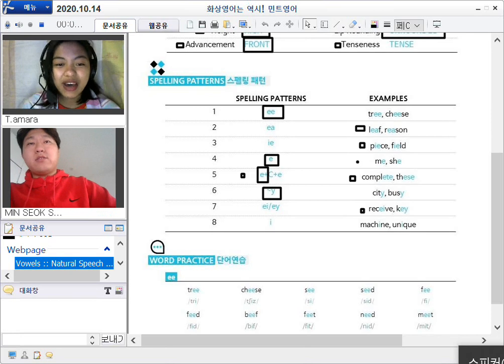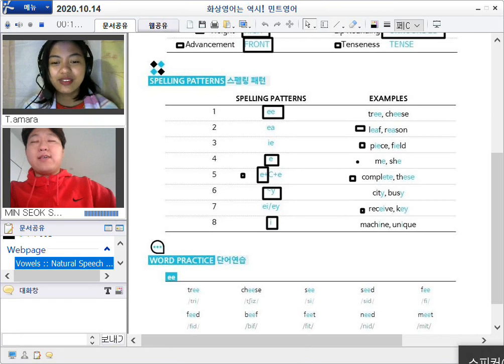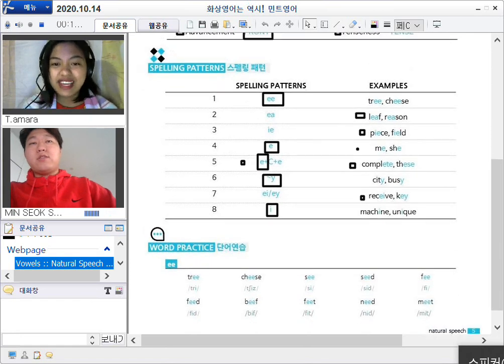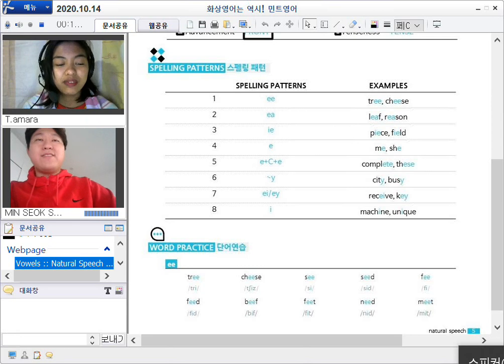How about number 8? This is if the word has an I in between. Machine, unique. Okay, do you have any questions about the spelling patterns that we have for the long E sound? No.